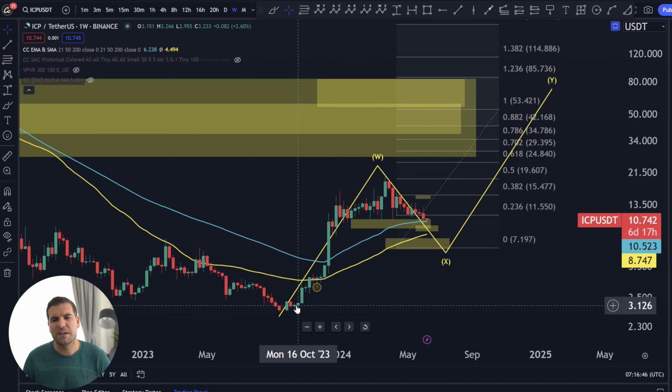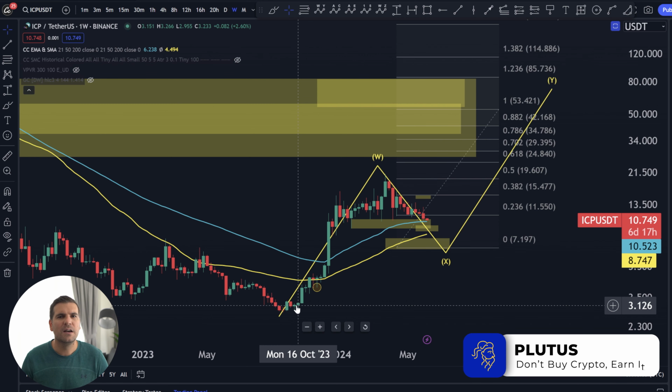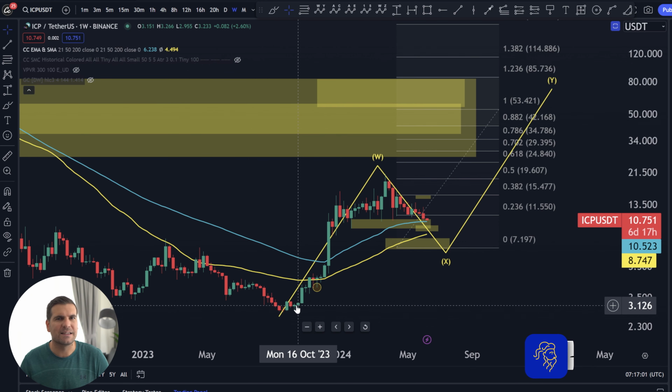Now, obviously, ICP, a lot of people do think and believe that maybe there's the chance for a new all-time high. I'm very skeptical of that. I don't think we're likely to see that play out, just simply because of everything that happened during that launch. It was a perfect launch. It launched on all centralized exchanges at the same time. We saw great growth and then an absolute crash, which wrecked hundreds of thousands of people.